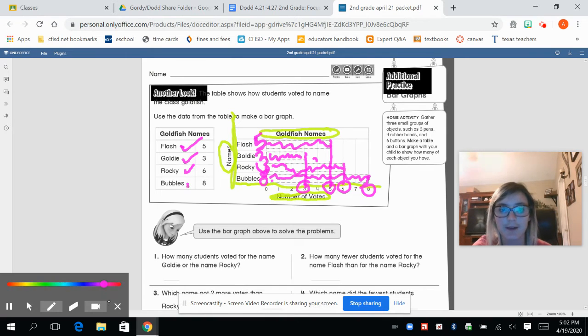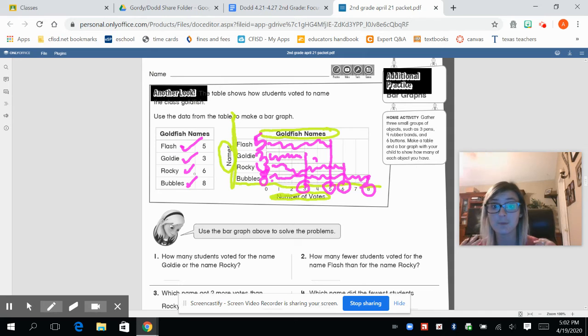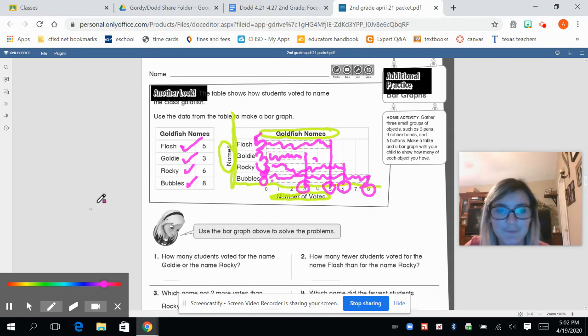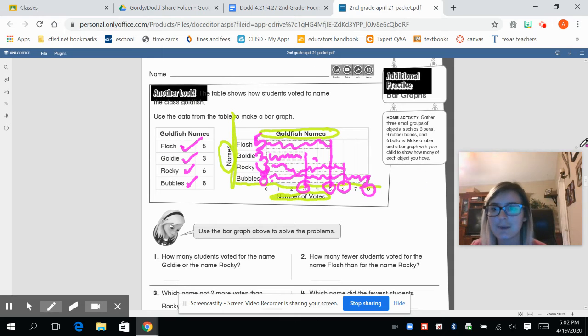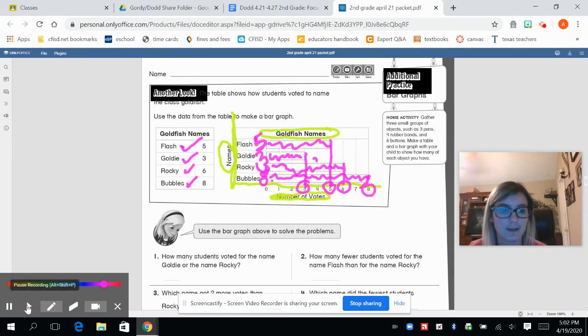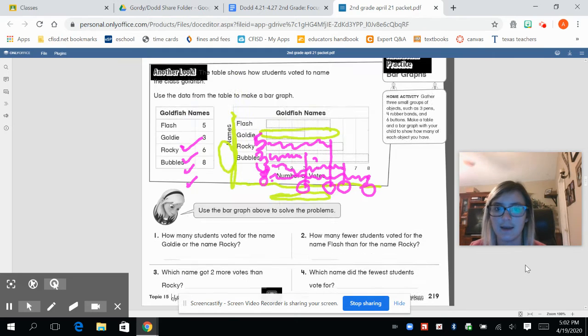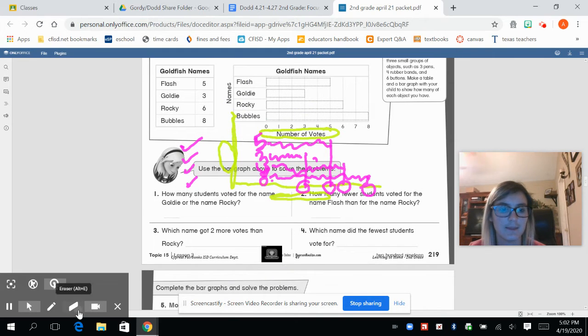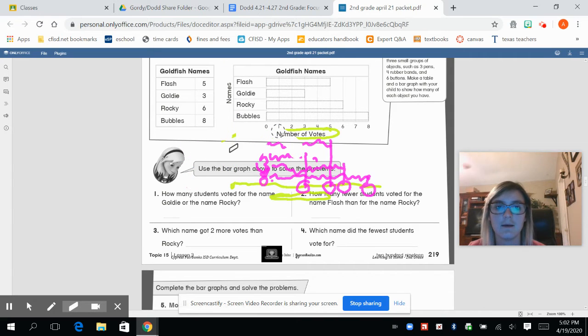So those were both right. So Bubbles won. There were the most votes for Bubbles. I really like that name, guys. All right. So that's how we take a look at that graph. So let's take a look at another one. Oh, let me erase this stuff right here so we can move down to our next graph.